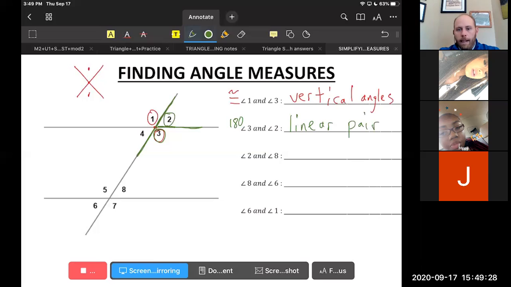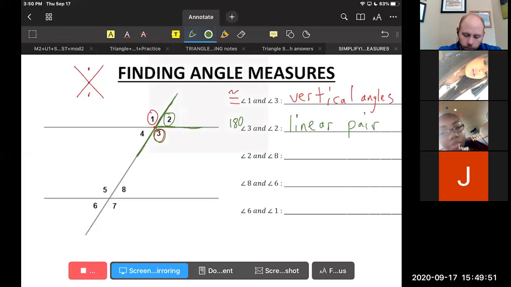Linear pair. Linear is line, right? They make a line together. They're next to each other, and there's 2 of them. Okay? So 1 and 2 are also linear pairs. 1 and 4 are also linear pairs. 5 and 8, 5 and 6, 6 and 7, right? Any angles that are next to each other that share that line, that make a line, okay?